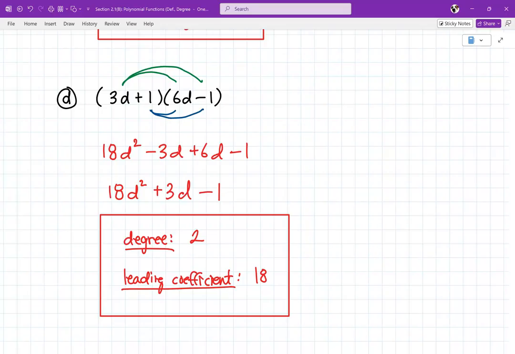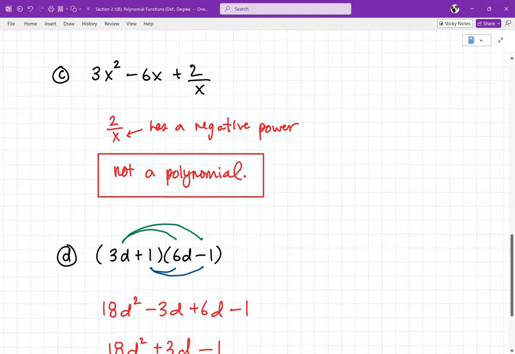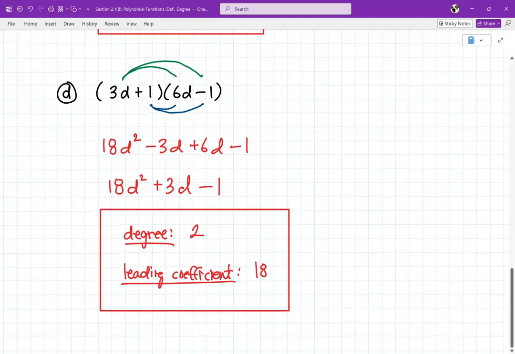Identify whether or not it's a polynomial. How can I tell? Positive powers, whole numbers as the powers. Now the front can be a fraction. This could have been like 18 over 7, and this could still be my leading coefficient, 18 over 7. That's okay. The powers cannot be fractions. The powers cannot be negatives. Your variables should not be in the denominator of a fraction. That's what was the problem with that one right there, 2 over x. That was the problem. So are we good with this?